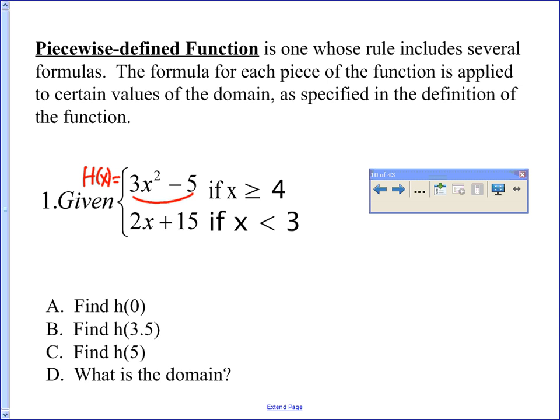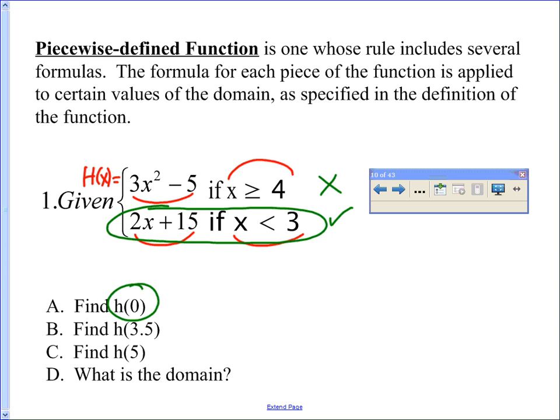So part of it applies if the domain is here, but the other part applies if the domain is less than 3. When you're solving these, look at example A here. I'm asking you to find h of 0. First of all, you have to find out where 0 lies. Is 0 greater than or equal to 4? No, it's not. Is 0 less than 3? Yes, it is. So I'm going to use this equation here, the 2 times parenthesis plus 15. I plug in my 0 and I find out that this is 15. Okay, so that's part A.